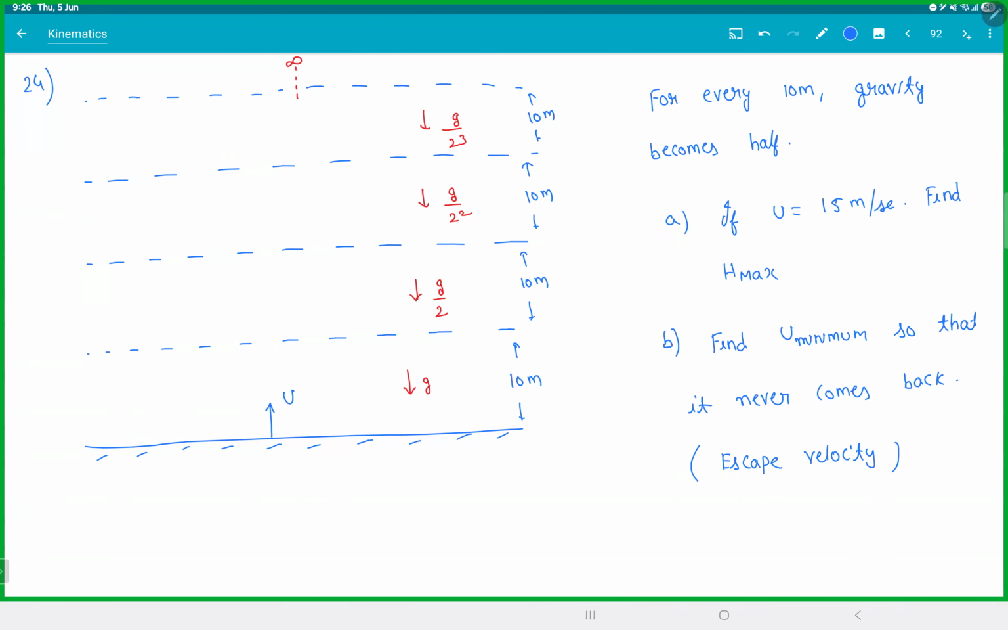Again, listen to the question. We have a weird planet where for every 10 meters, the gravity becomes half. For the first 10 meters, gravity is g. Second 10 meters, gravity is g by 2, then g by 4, g by 8, and so on till infinity. This is never ending. First question, if the speed is 15 meters per second, find h max. Second question, with what speed should I throw so that this particle just goes away and never comes back? Let's get the first part. Be careful, you can't use the formula u square by 2g directly because gravity is changing. So how do we proceed? Think. You got 2 minutes for the first part.